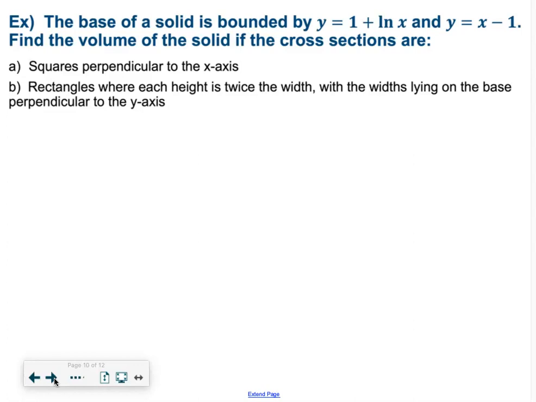Okay, it is time to get out our calculators. We're going to practice a little bit with calculators, and then we'll call it a day. I want to teach you something that you might not have done before on your calculator. The first thing I want you to do is graph the two graphs separately: 1 plus ln x and x minus 1.